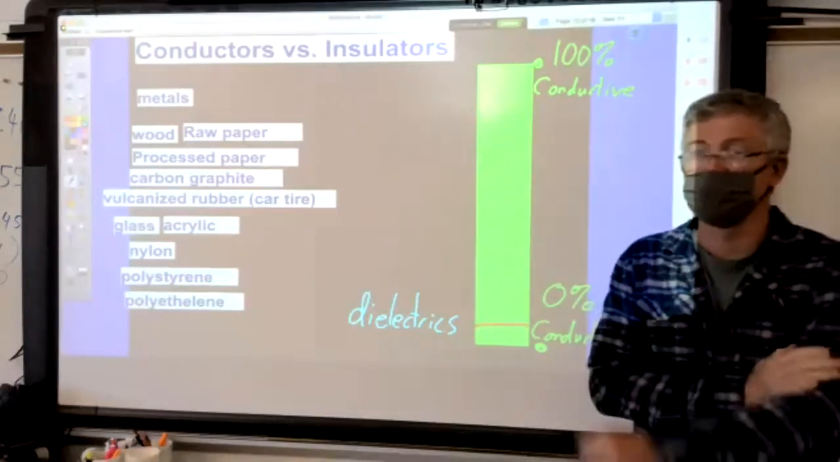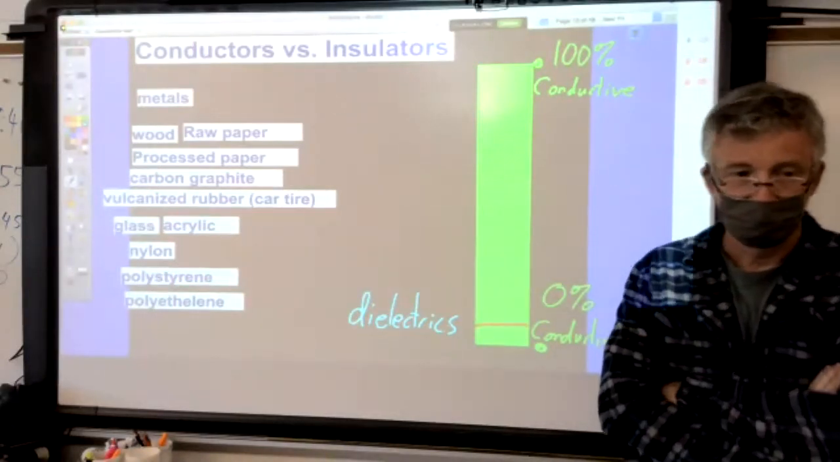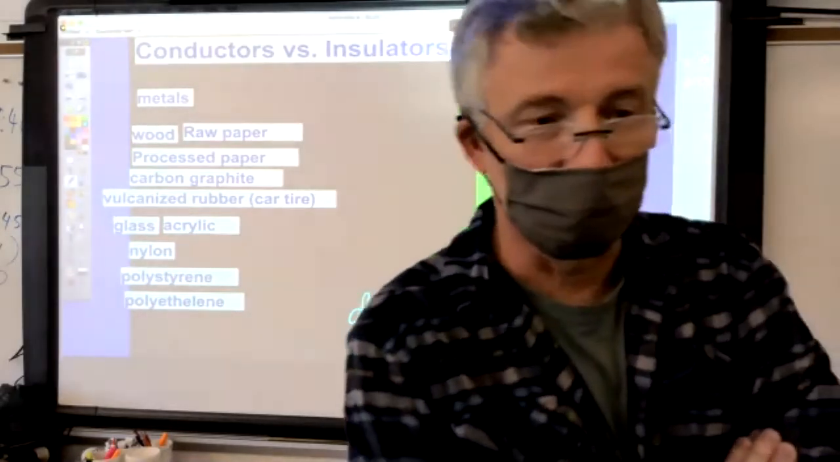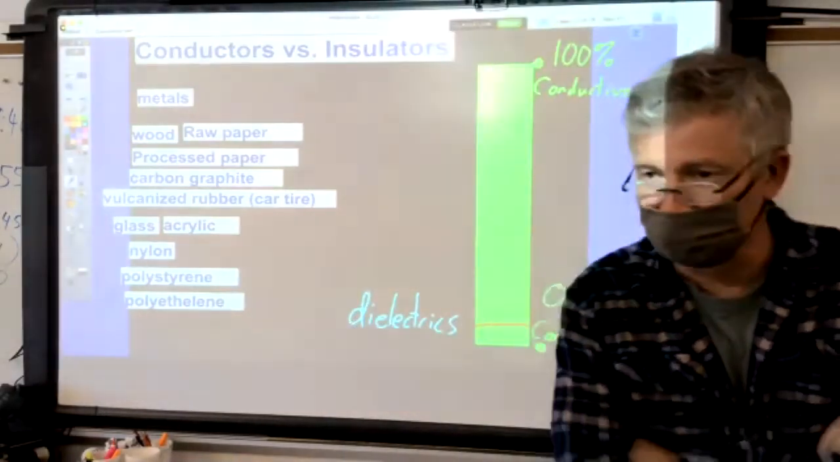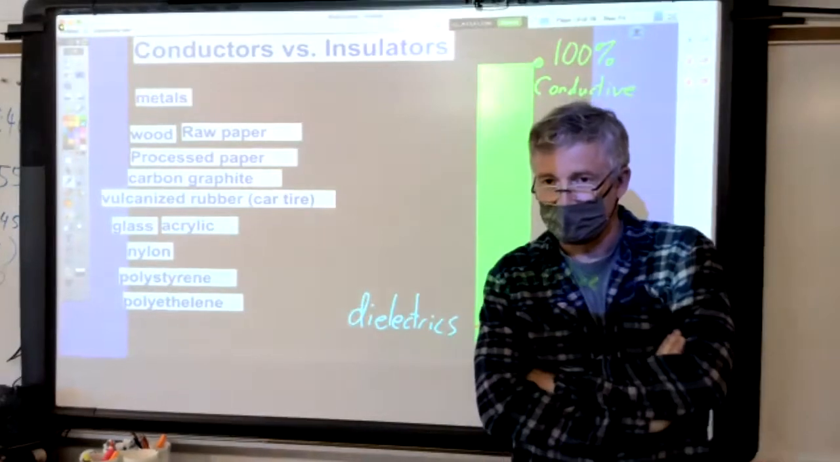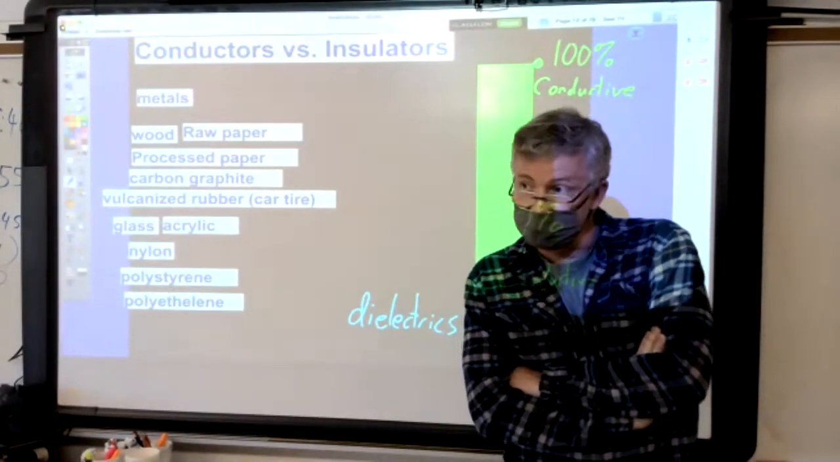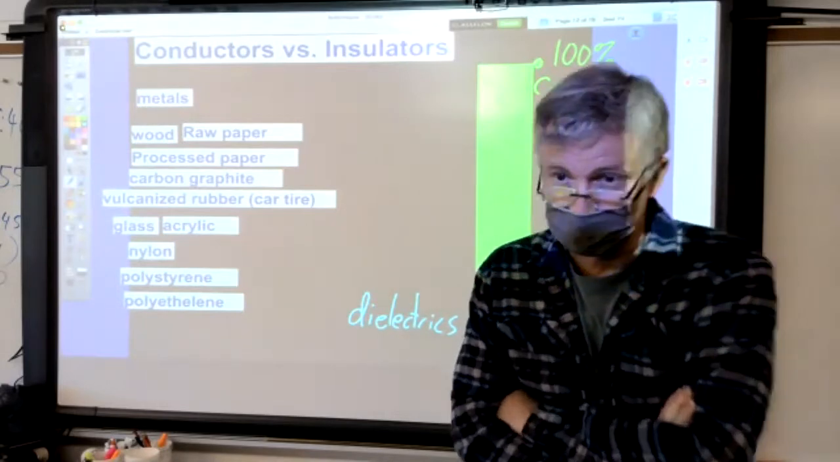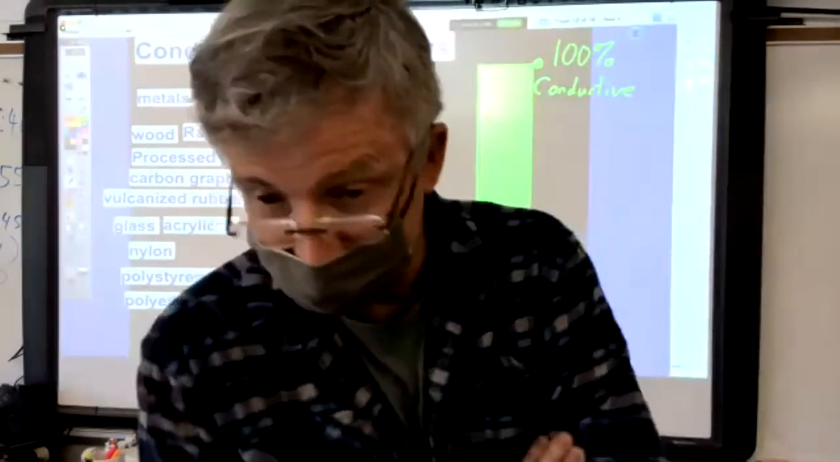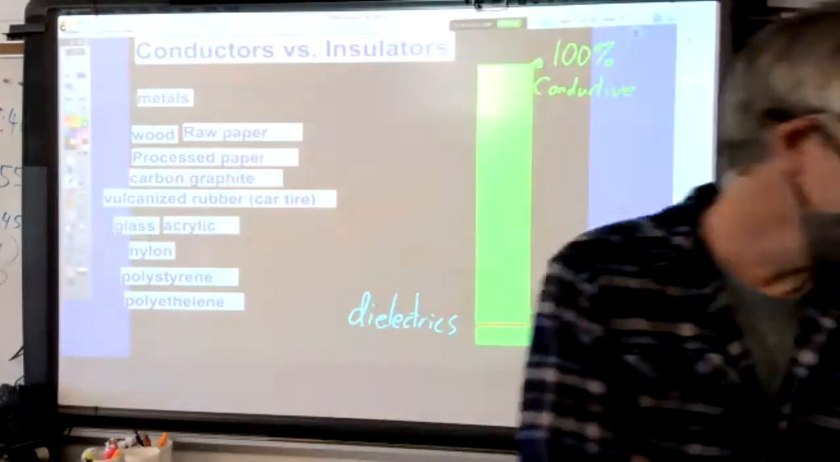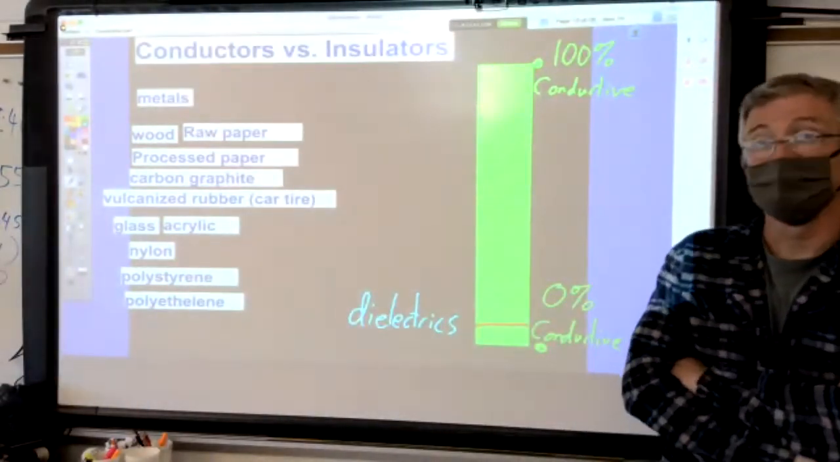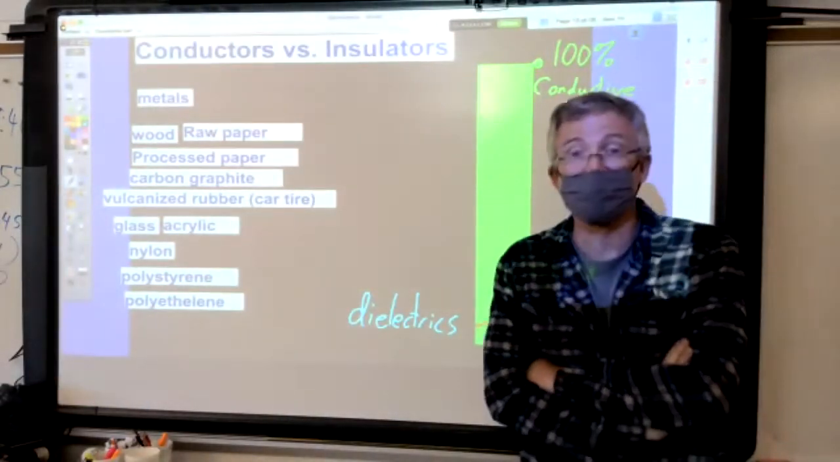Any ideas? It's very abundant. Folks at home, any ideas? Very abundant substance. Not likely to be your first guess as an insulator. Stuff that you might think is a conductor. It is water. Water is, in its pure form, an extremely good insulator.